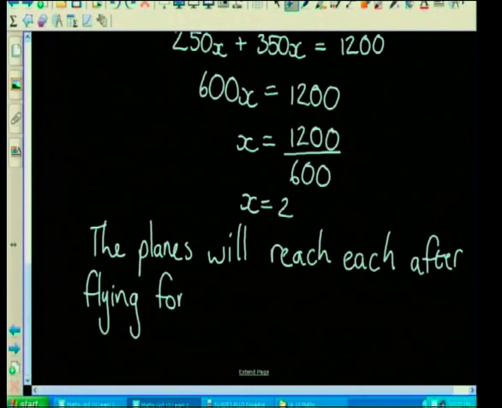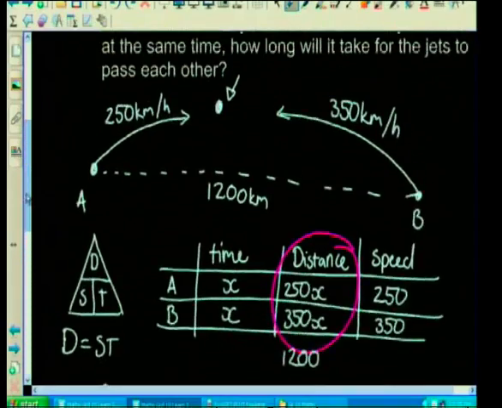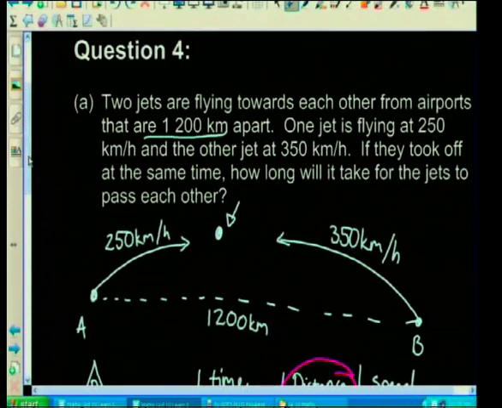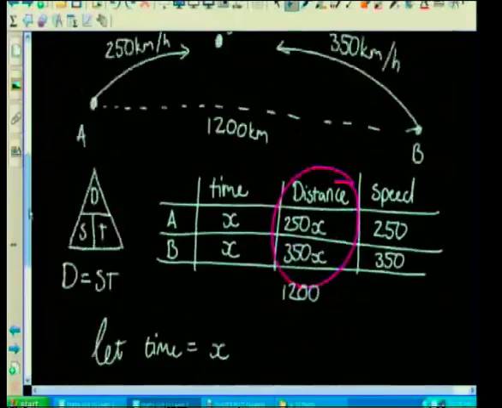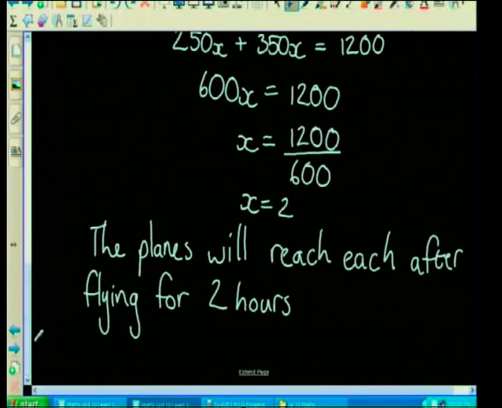Now, they were not asking for that as the answer. They were asking, how long will it take for the jets to pass each other? So you need to say that then they will pass each other. The planes will reach each other after flying for 2 hours, and then they will pass each other.